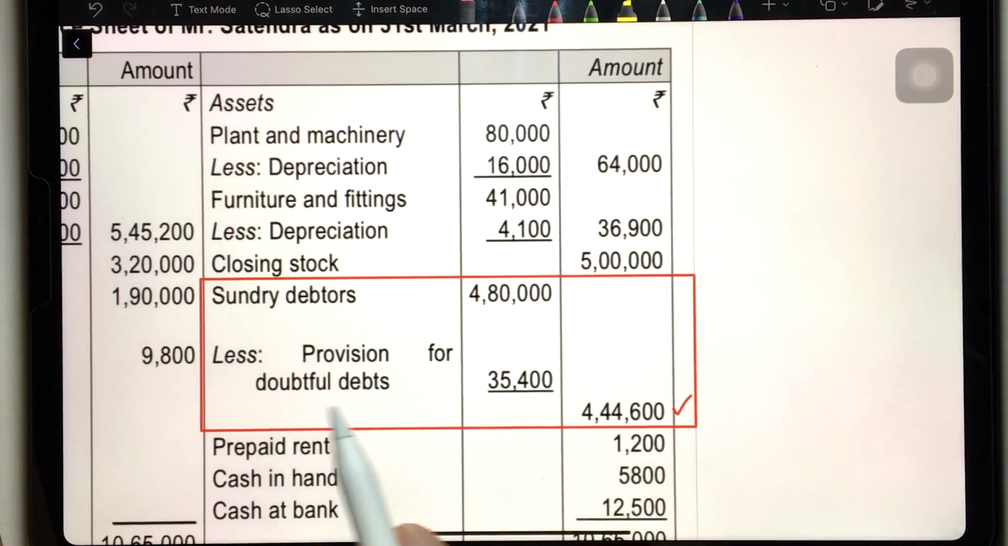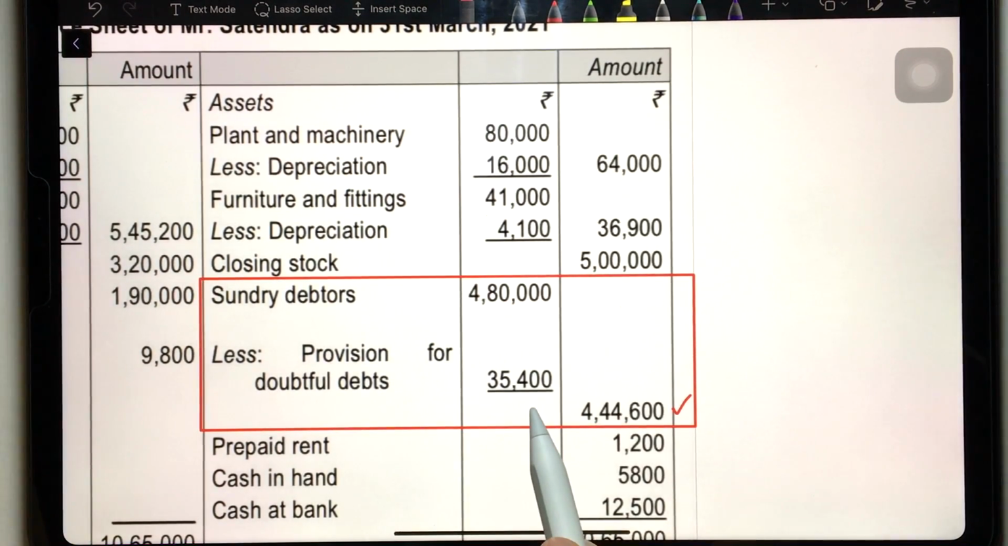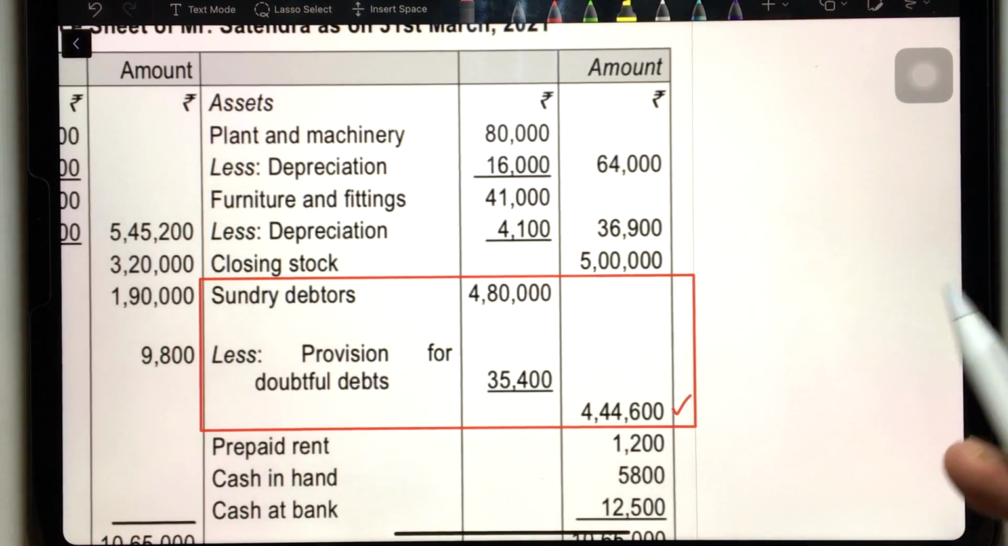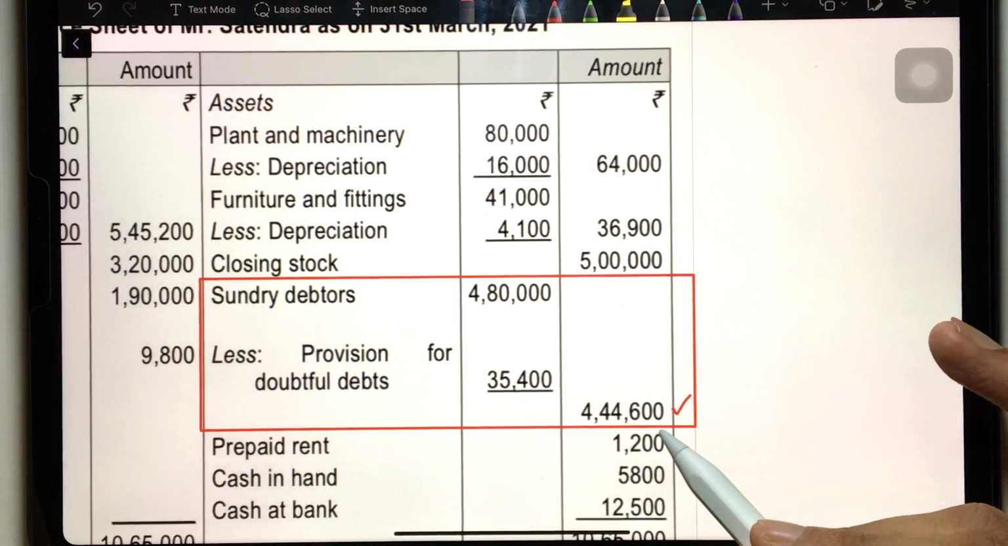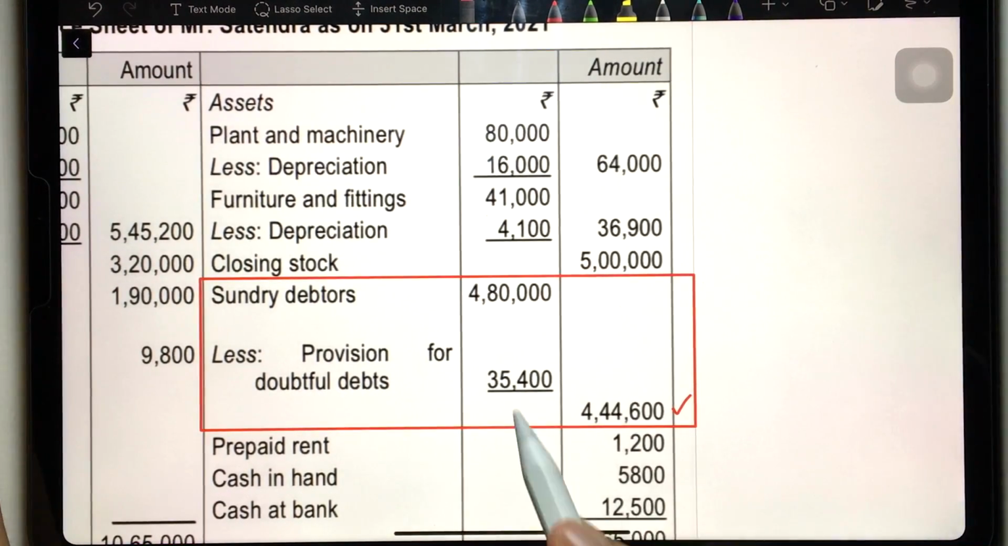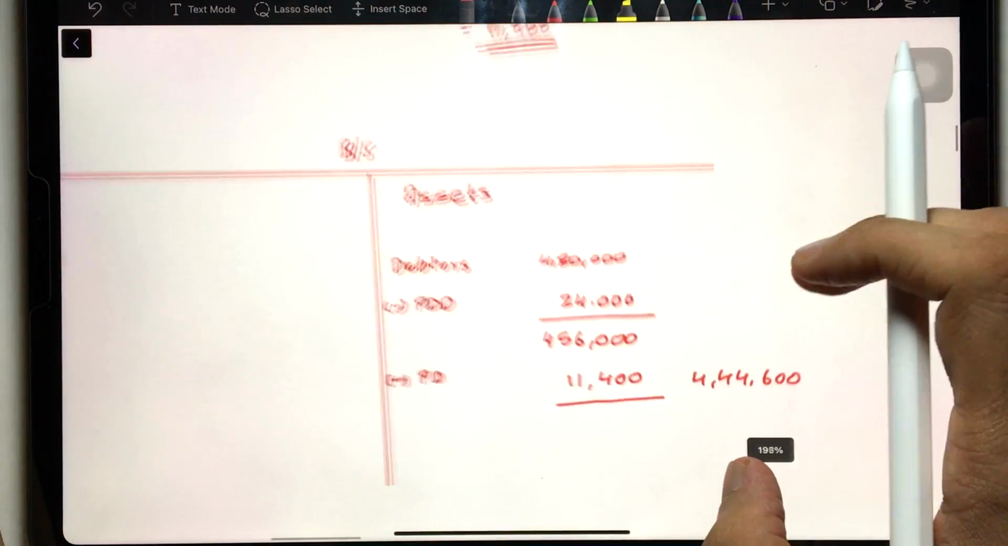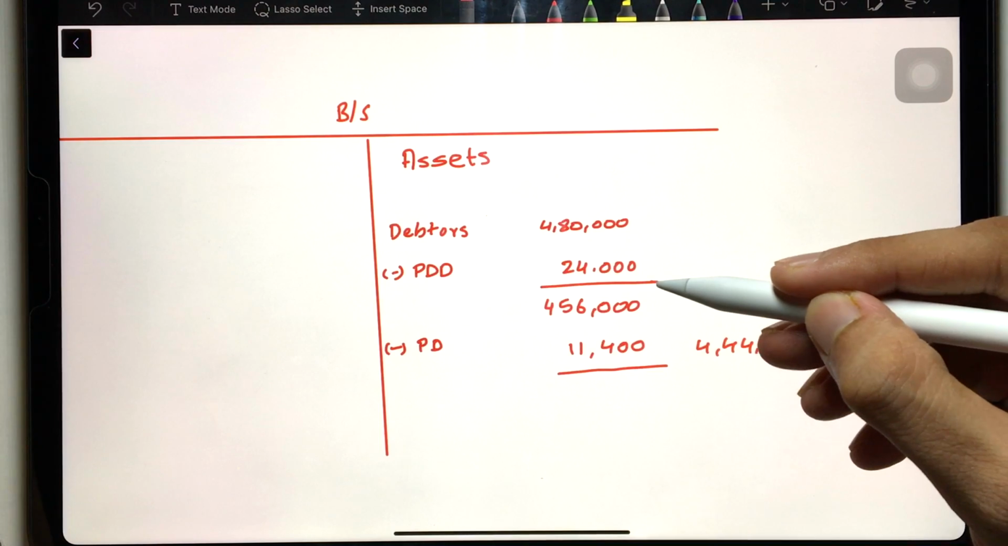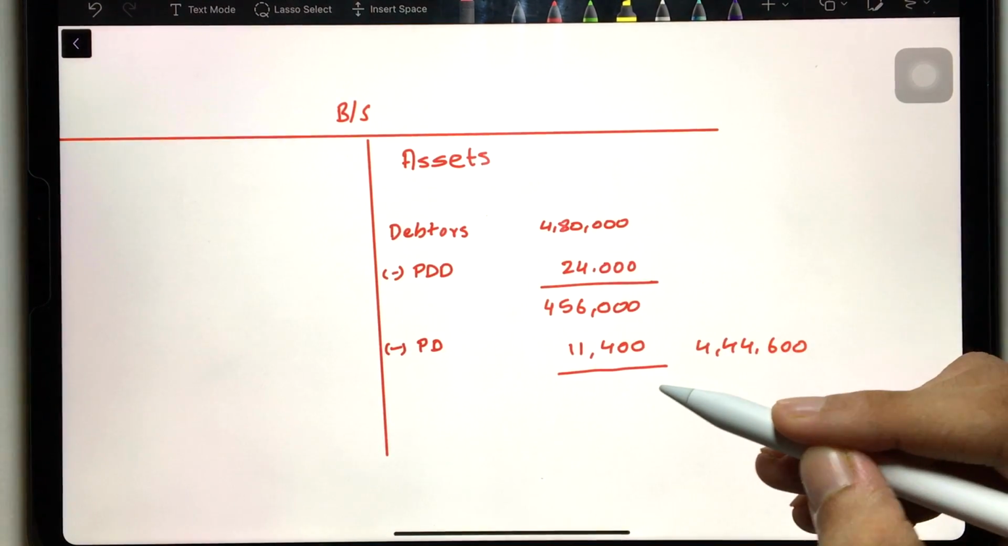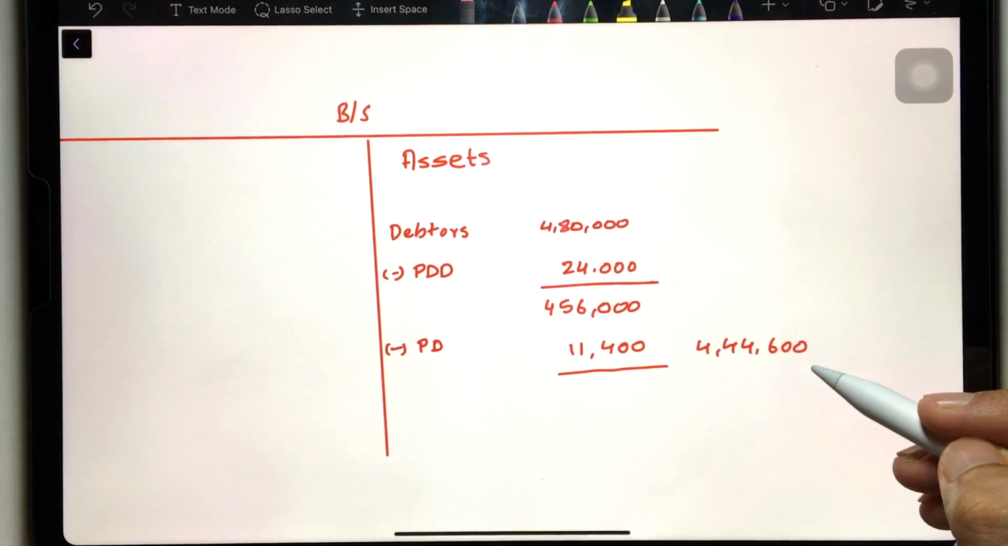And in the balance sheet, you can see what they have done. 4,80,000 less provision for doubtful debts, they have done directly everything together. 35,400. This is also not a good idea. But the ultimate answer is 4,44,600. This is not a good presentation, okay? You have to do it like this only. See, 4,80,000 minus PDD, whatever amount you get, then subtract the PD, you will get 4,44,600.